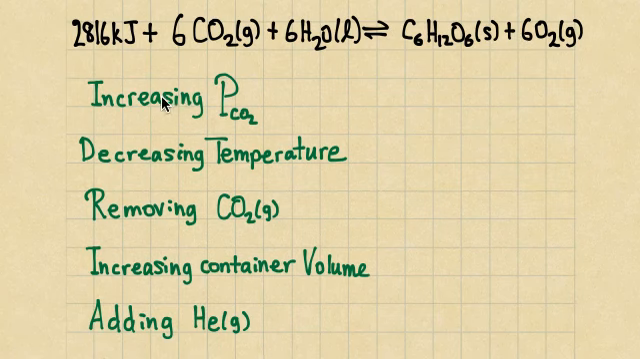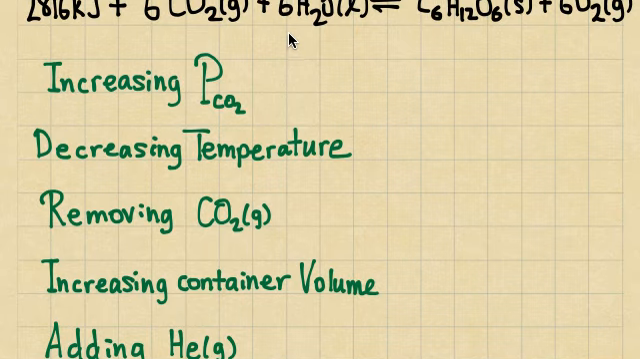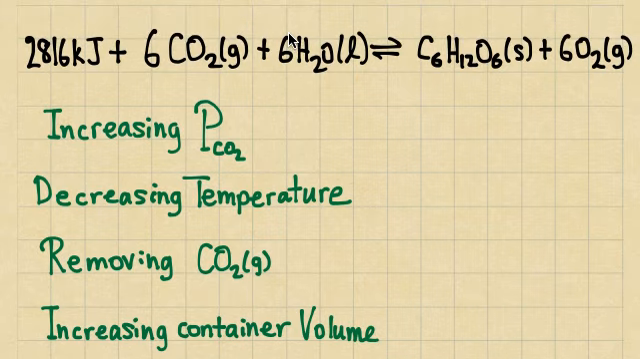So questions. How will this equilibrium shift if I increase the pressure of carbon dioxide? So in a way, I jack this way up, probably by adding a whole bunch of extra carbon dioxide.